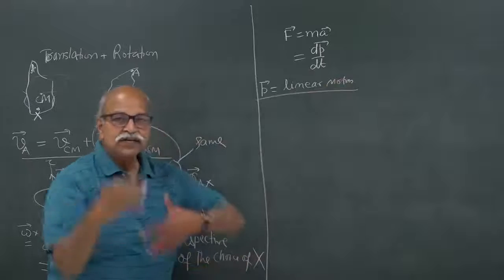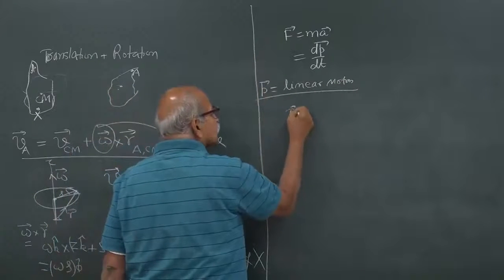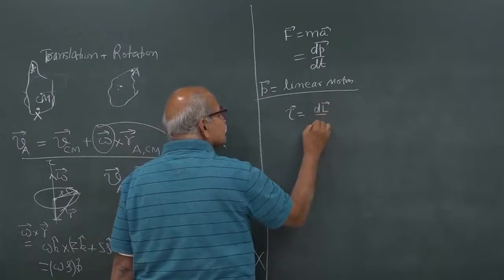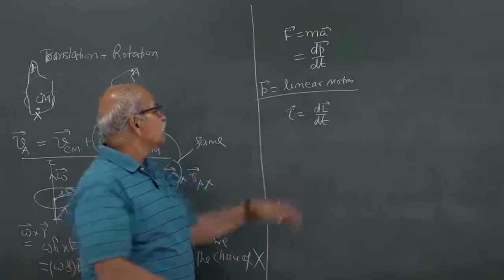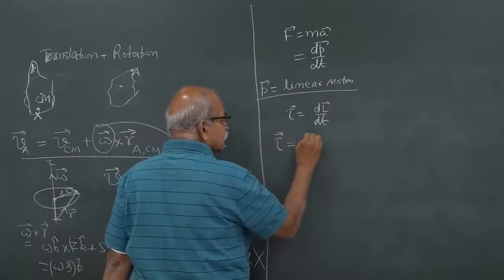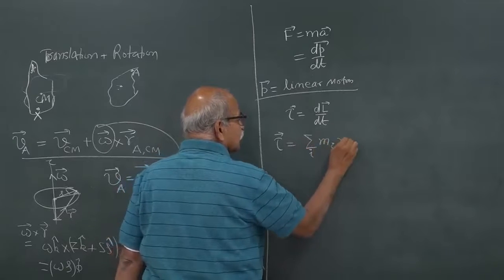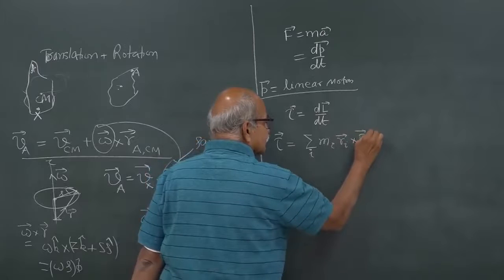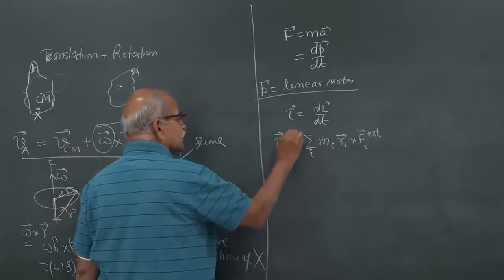Now, for a rotation of a rigid body, the central equation will be torque is equal to dL/dt. Here it was force is equal to dp/dt, here torque is equal to dL/dt. And what is torque? Torque will be the summation over i of m_i r_i vector cross F_i external. This is our torque. You can write it as external torque.